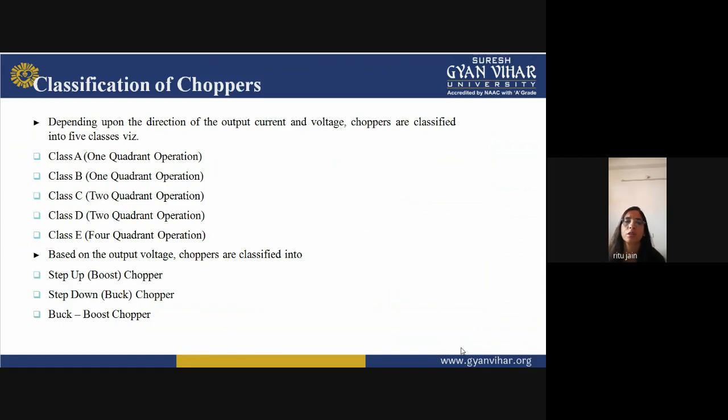So according to the direction of current and voltage, chopper can be classified into 5 parts: class A, B, C, D, and E. And according to your output voltage, whether it is step up or step down, you can divide chopper into 3 parts. It may be boost chopper, buck chopper, and buck boost chopper.